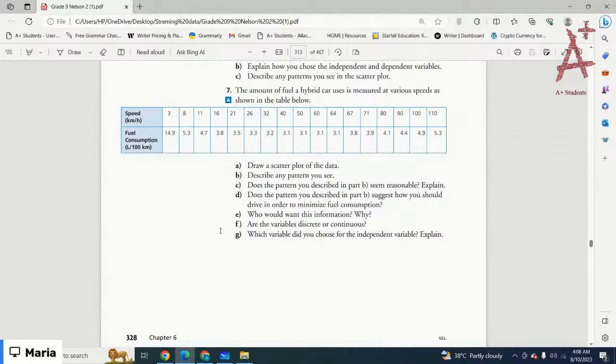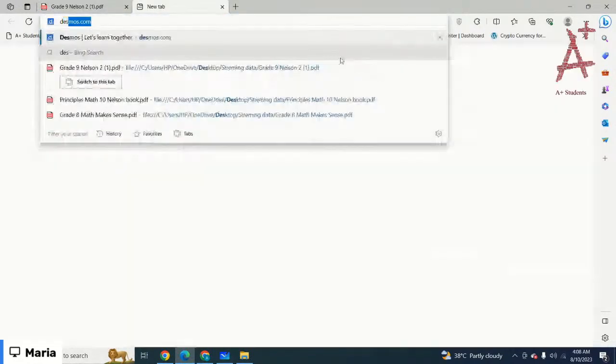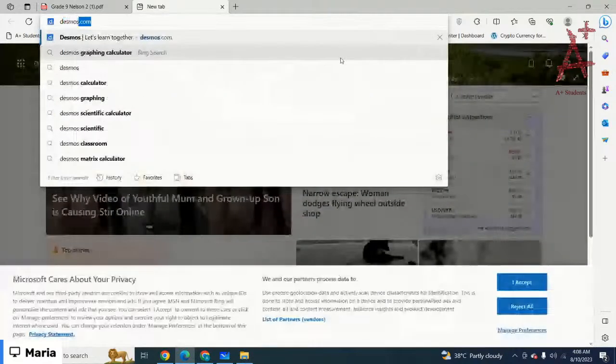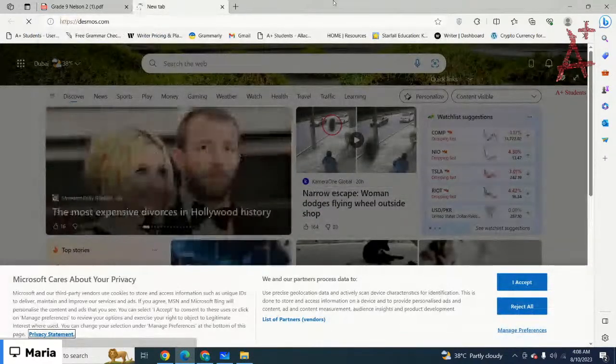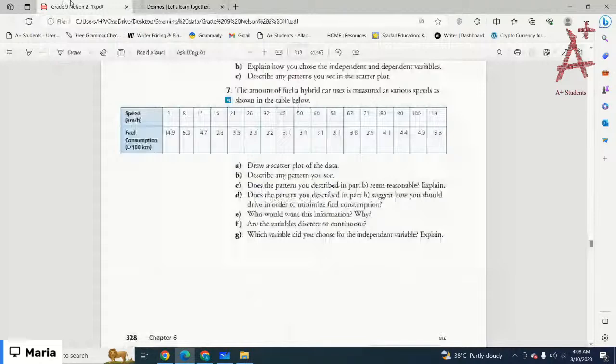Let's just plot the scatter plot. You can use any online tool like Desmos. Let me just plot this one on Desmos, but it's a time-taking process. I don't have that time. Then you have to describe any pattern you see.